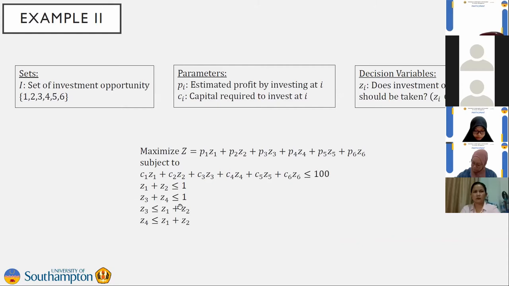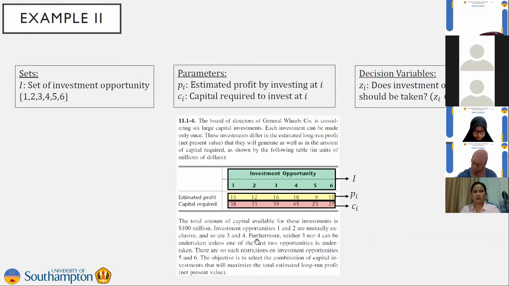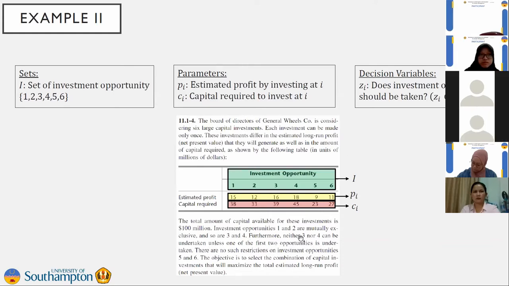So on and so forth. So we will see it like here. So Z1, 2, 3, if Z1 is 1, or the Z1 opportunity is taken, it means that the result will be 0 when Z4 is 1. For example, the company takes opportunity 4, then opportunity 3 is not taken. So that is the logic. And the last one here, it is stated that neither 3 nor 4 can be undertaken unless one of the first two opportunities is undertaken.